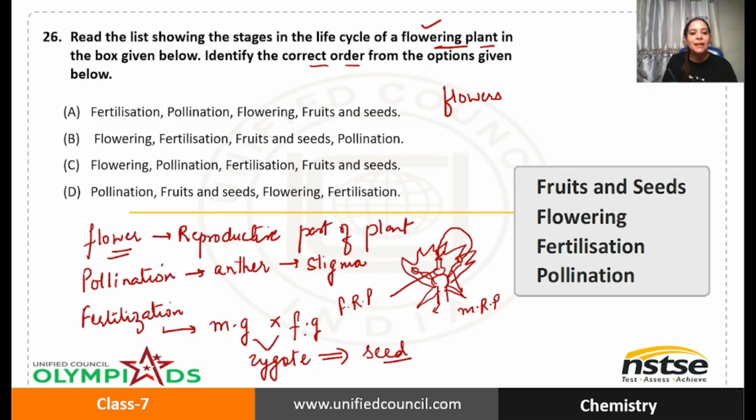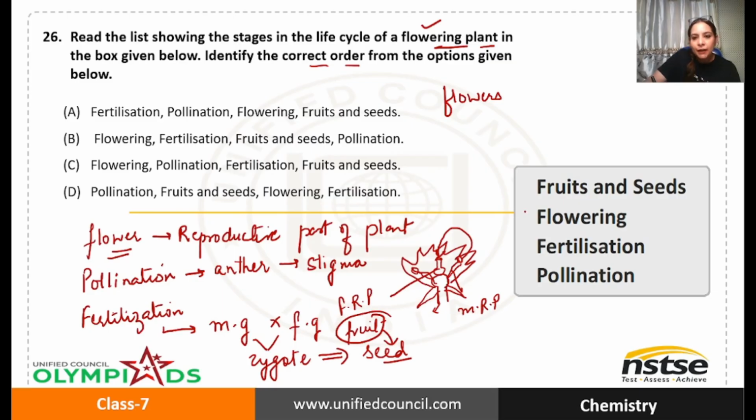So we can say that after pollination, fertilization takes place, which leads to the formation of fruit which has seeds enclosed in it. So this is the sequence. Now here option A says fertilization, pollination, flowering, fruits and seeds. B says flowering, fertilization, fruits and seeds, pollination. C says flowering, pollination, fertilization, fruits and seeds. And D says pollination, fruits and seeds, flowering and fertilization.